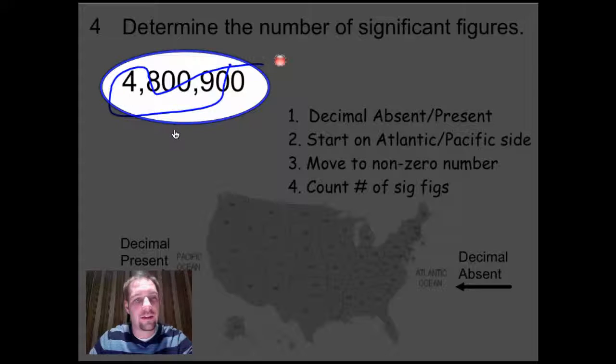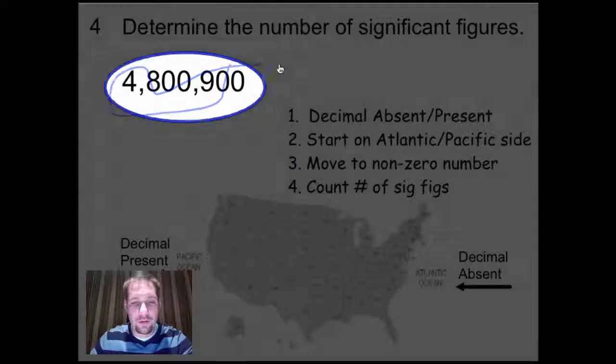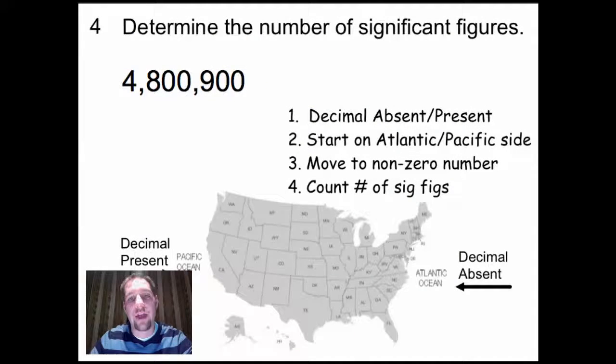4,800,900. So let's take a look at that. First thing I want to do is determine whether the decimal is absent or present. I don't see a decimal in this example, so I'm saying that my decimal is absent. That's my first step. Done.